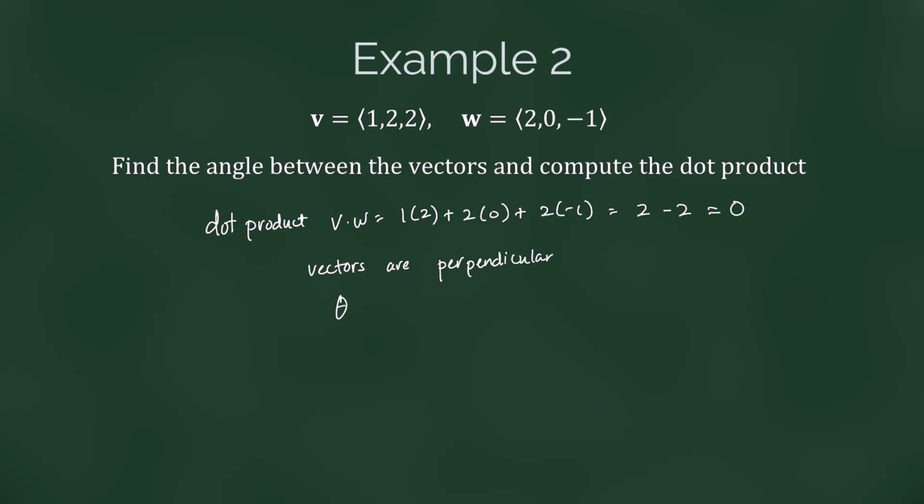which means that theta is equal to pi over 2, or 90 degrees if you want to write it in degrees, but they are perpendicular to one another, so the angle between them is pi over 2, and of course the cosine of pi over 2 is 0, which would be equal to v dot w divided by the magnitude of v times the magnitude of w, because v dot w is 0.